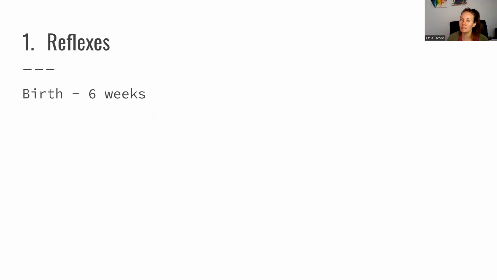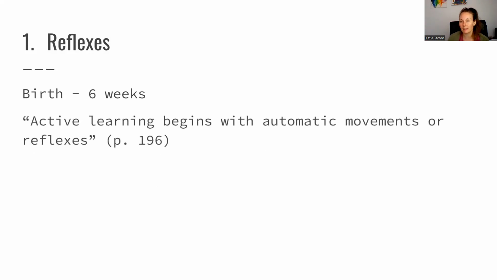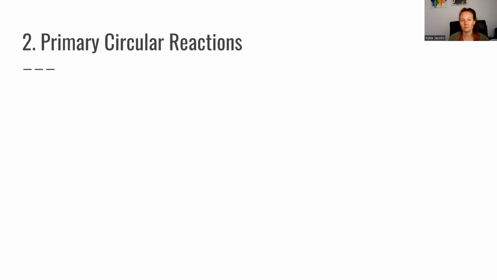I'm typically not worried about numbers and dates as much as I'm worried about you understanding the stage. So for reflexes, from birth to 6 weeks, active learning begins with automatic movements or reflexes. That's what I'm more interested in you being able to understand than saying it happens between birth and 6 weeks.